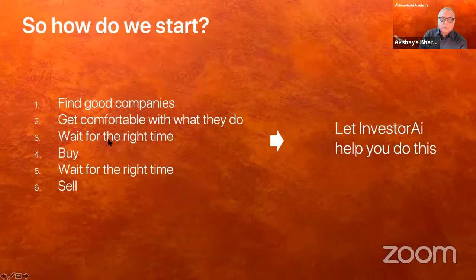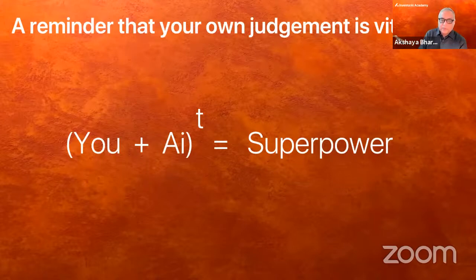So, it's a very basic 5-point step, 5 points of investment. Find good companies, get comfortable with what they do, wait for the right time, buy at the right time, wait for the right time, and then sell. And InvestorAI can help you in many ways. Before I go further, I just want to go back to my favorite 2 slides, that your judgment is the most important thing. If you don't have a view on the company, if you don't have a view on the sector, don't invest. That is my sincere advice to you.